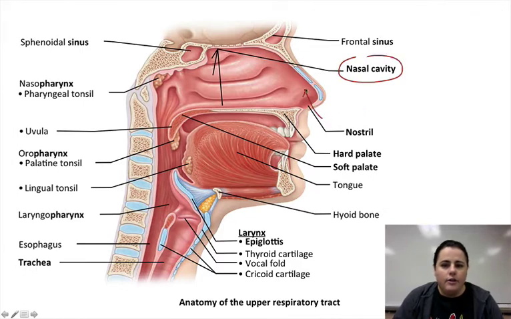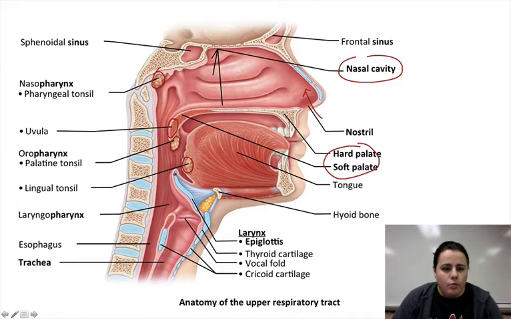Looking at the upper respiratory tract again, there's our nasal cavity, and air is going to go into our nostrils or our nares. We have the hard and soft palates that separate the nasal cavity from the oral cavity, and here's the uvula, which is the dangly thing in your throat that separates the two, and we have some tonsils around here in some different areas that help with immunity.